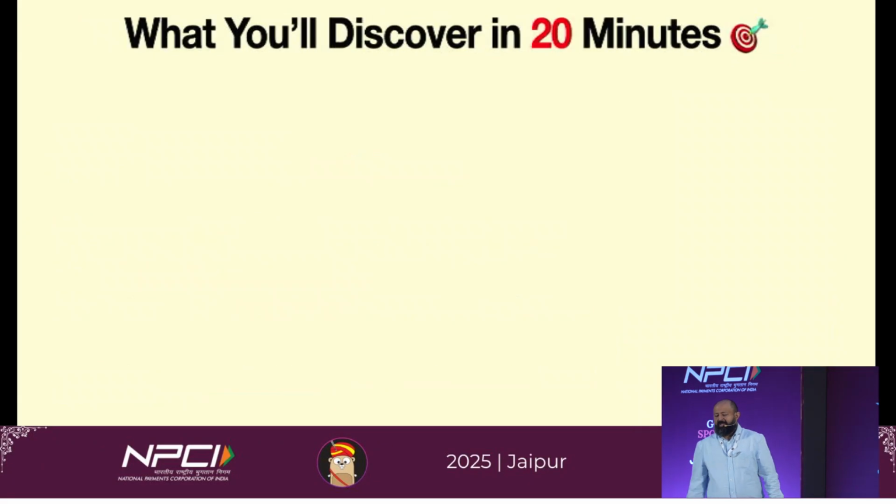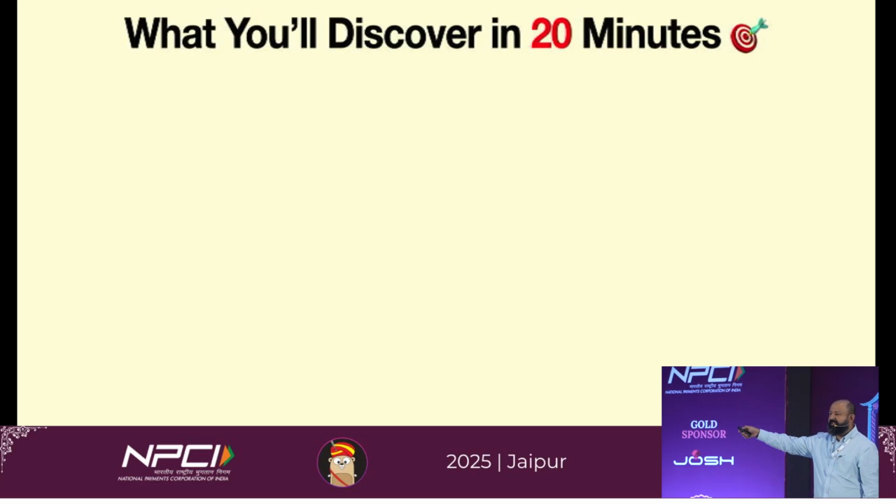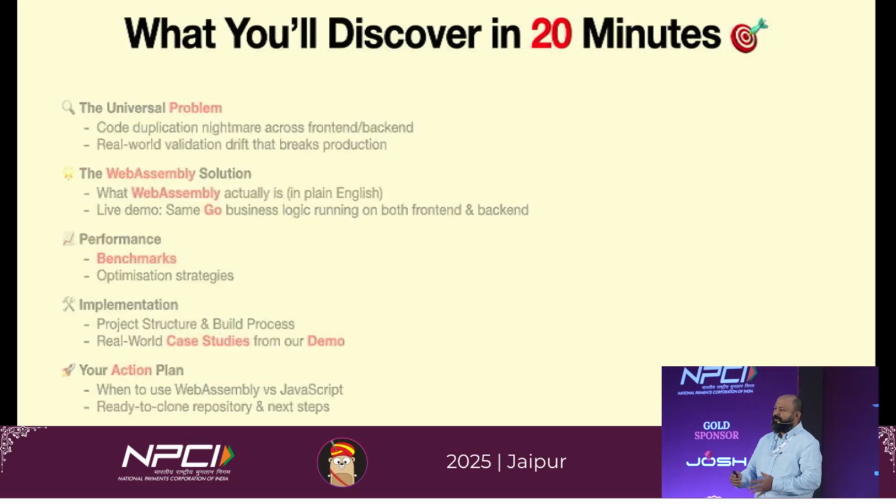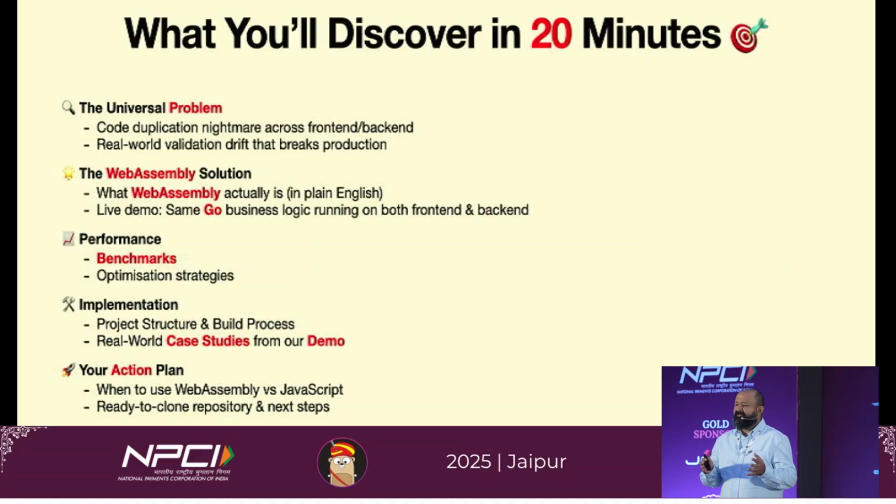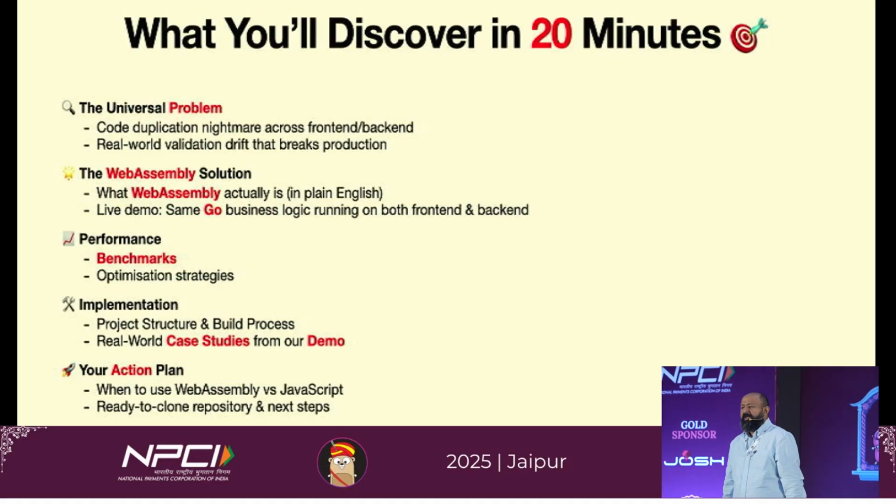Quickly, I'll go over what you'll be discovering over the next 20 minutes. I'll talk about the universal problem, the problem of code duplication, the nightmares you have across front-end and back-end. That's one of the major pieces where WebAssembly helps. Then we'll look at some real-world validation drift that breaks production, and then we'll see how WebAssembly helps you solve that.